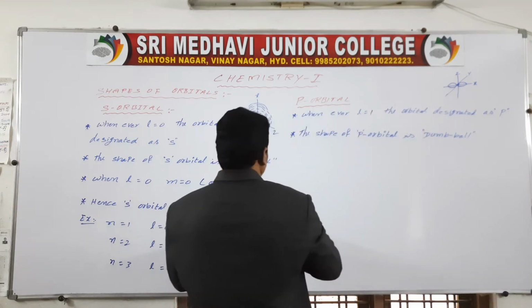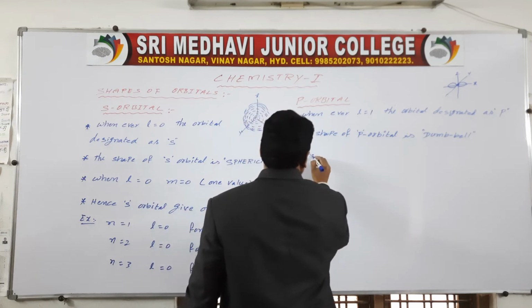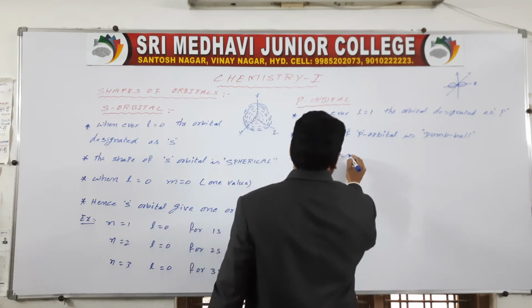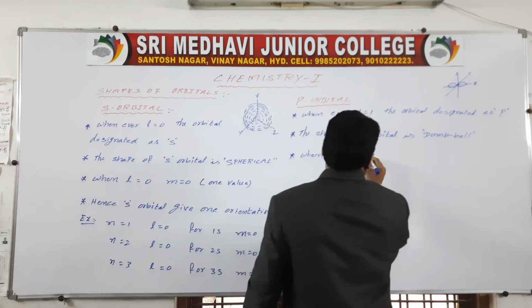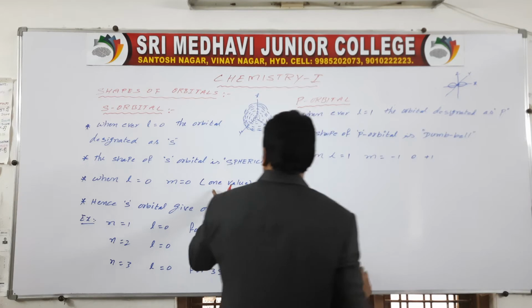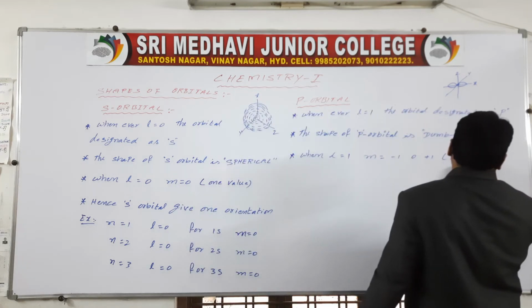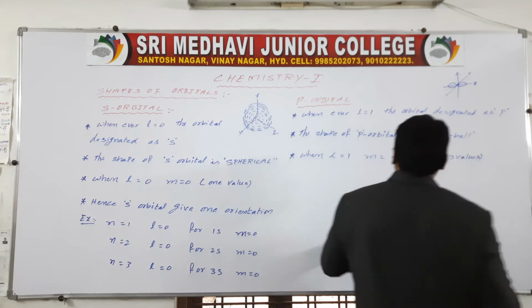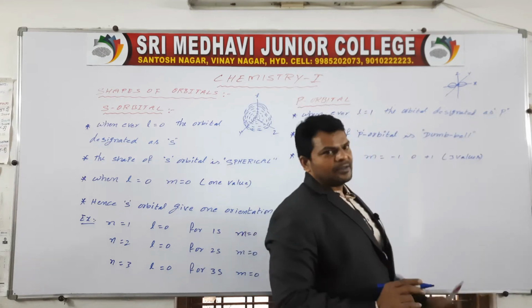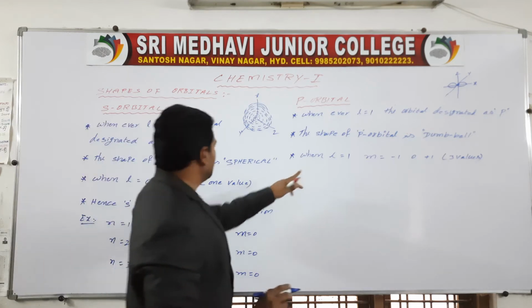And then next, when the L value is equal to 1, m is equal to -1, 0, +1. So how many values? 3 values. 1, 2, 3, three values. Due to three values, the p orbital gives three orientations here.